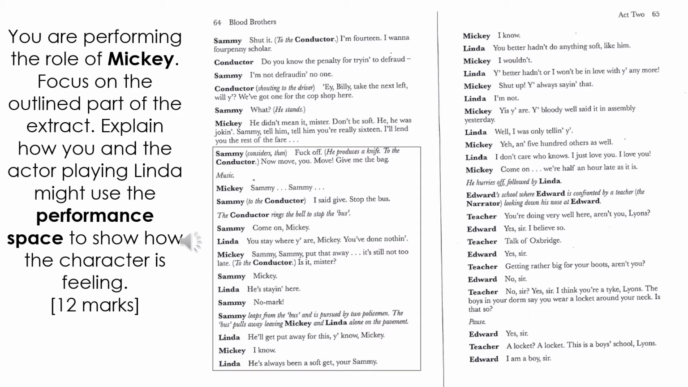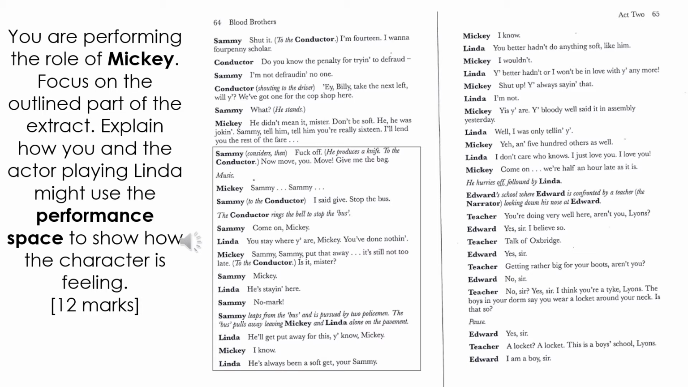I would like you to write down these 4 questions I'm going to read out for you. So these questions I would like you to write down on a piece of paper or in your book are these. Number 1, how did the character of Mickey interact with Linda? So I'll say that again. How did the character of Mickey interact with Linda? Then the second question, what effect did this create?